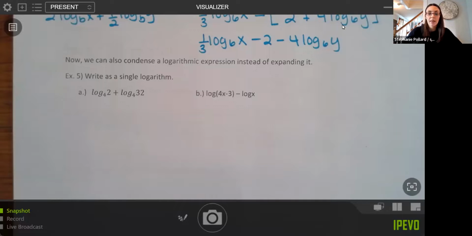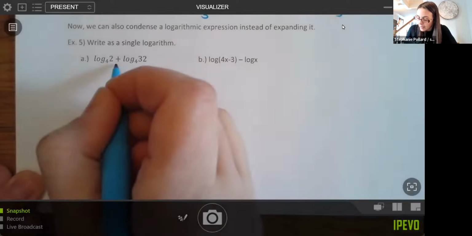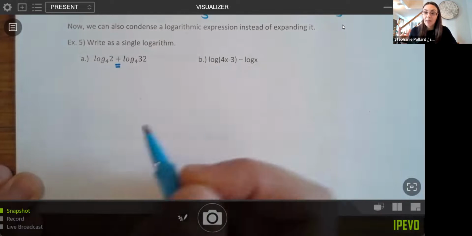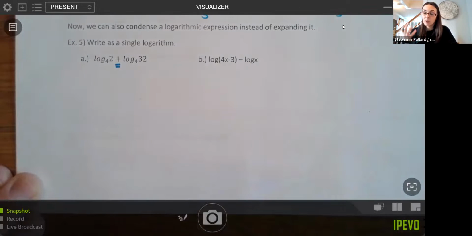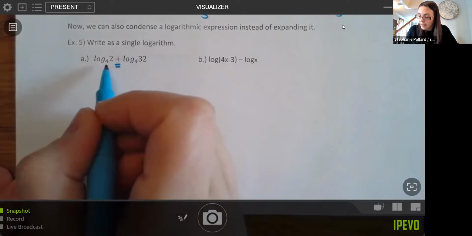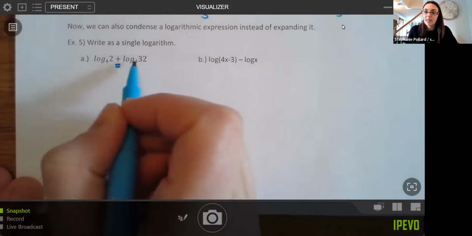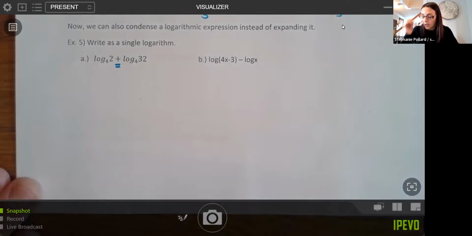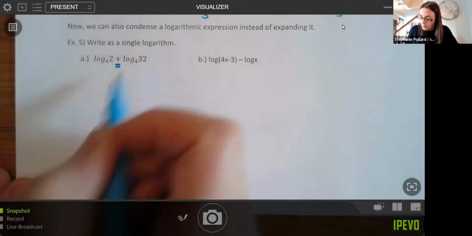So here we're going to go with the other direction. I have two logs that are written separately, and I want to write them as one log now and put that back together. Notice that I have a plus sign in between. And remember that the plus sign, the addition, refers to the original log being multiplied. And you do want to make sure that your logs have the same base. If your logs don't have the same base, then you cannot combine them right now. So I have log 4.